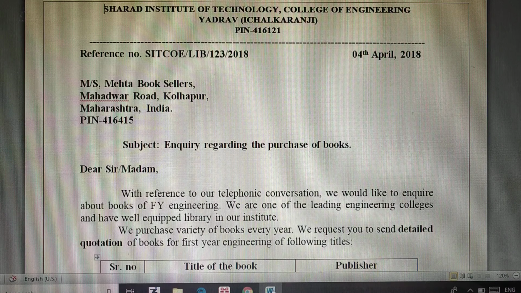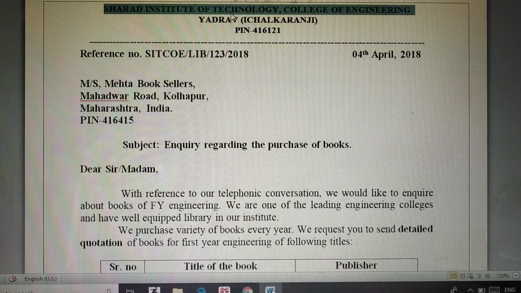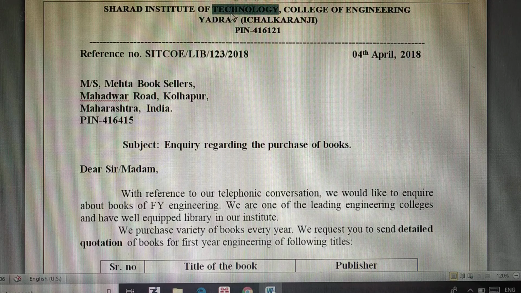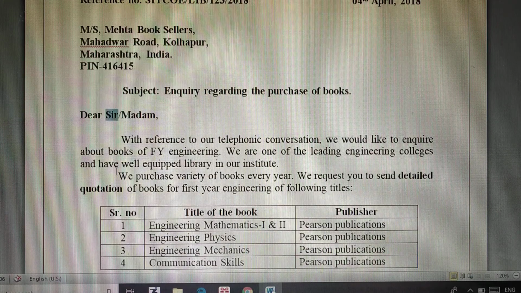First one is the inquiry letter. See, here we see the address of the inquirer, the company or institute, which is Sharad Institute. Then reference number, date, receiver's address, subject; reference is not there. Then this is the salutation: dear sir, dear madam. Now as far as the main body of the letter is concerned, there are three important things: introduction, main details and request.